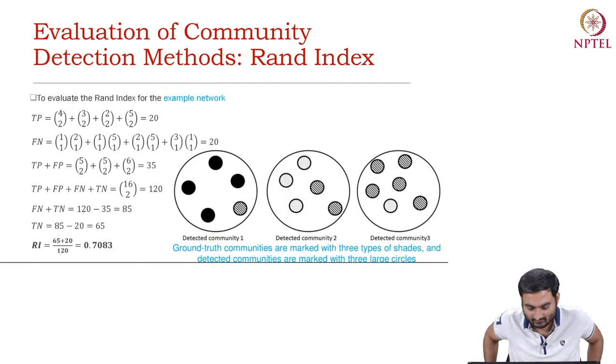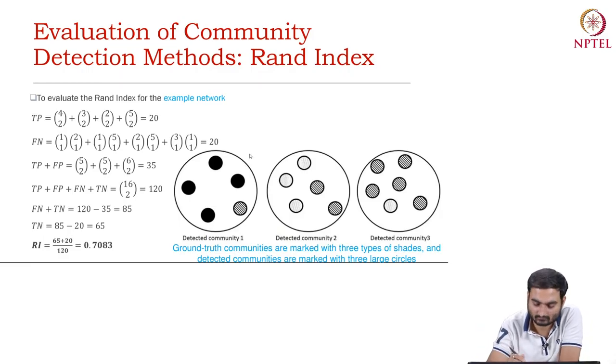Let us take an example, okay? So the same structure, three communities and three ground truth. Ground truths are denoted by black, shade and dot, okay? Let's measure true positive. Remember, we take all pairs, right? So let's say this community, okay? According to the algorithm, these black nodes are within the same community, and ground truth wise they are the same. So how many pairs are there?